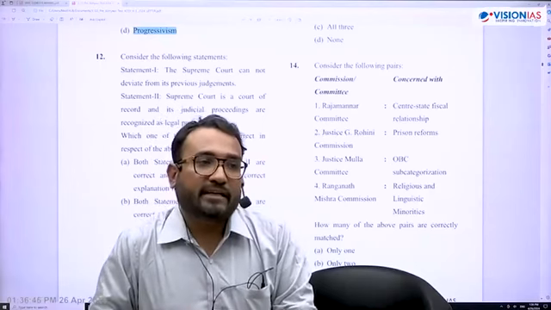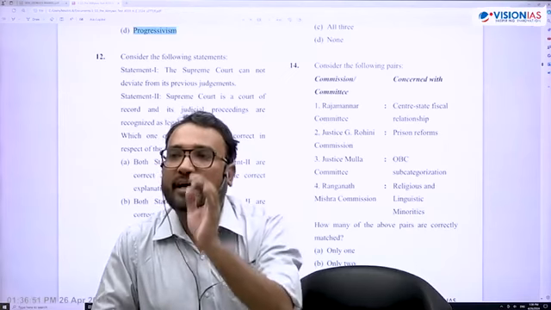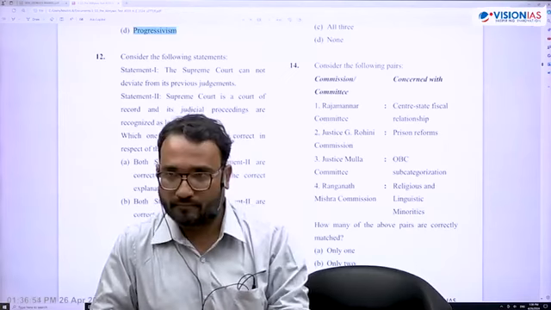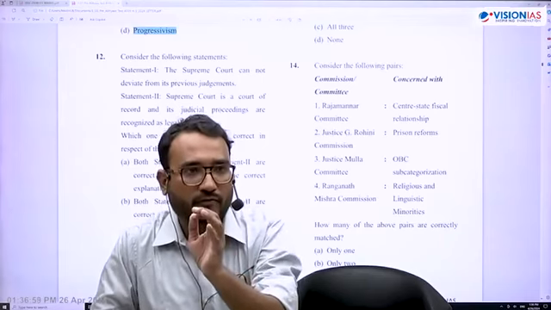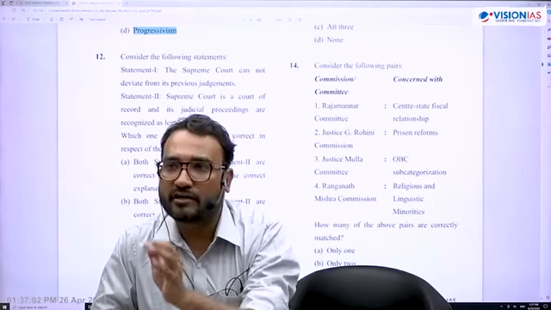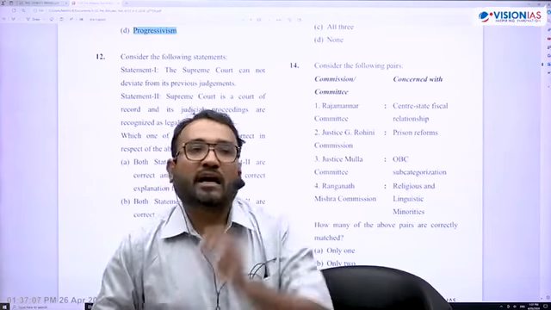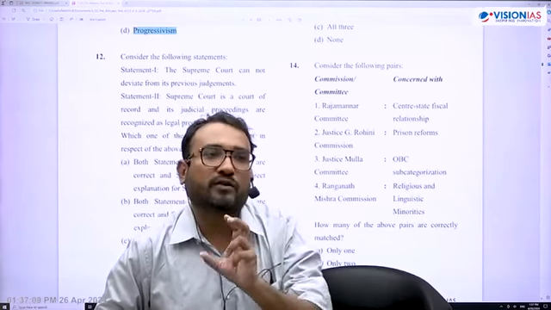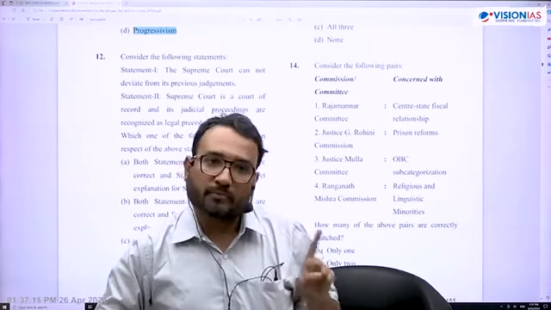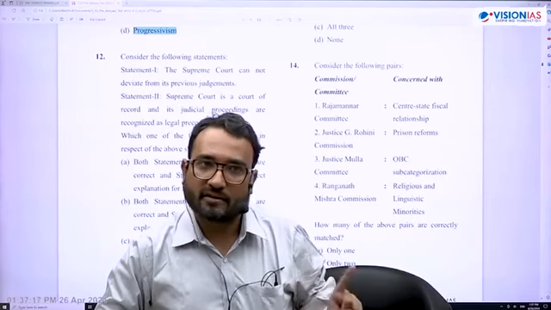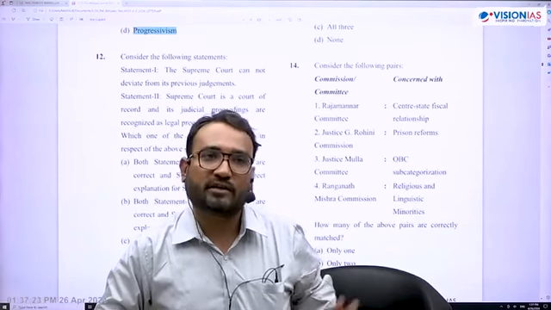Now, Article 129 of the Constitution says that the Supreme Court shall act as a court of record and shall have the power to punish for its contempt. Understood? Article 215 of the Constitution says High Court shall act as a court of record and High Court shall have the power to punish for its contempt. So Article 129 makes Supreme Court a court of record with the power to punish for its contempt, and Article 215 makes High Court a court of record with the power to punish for its contempt.